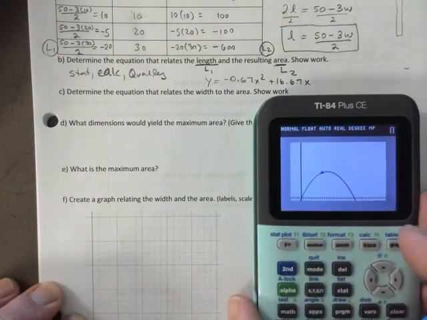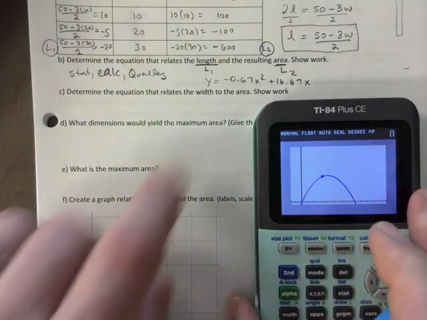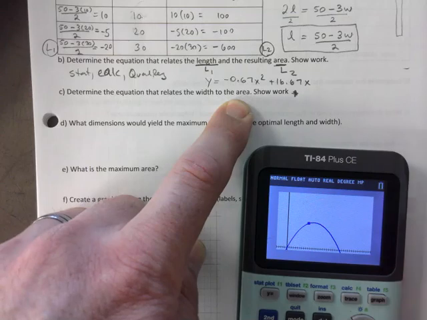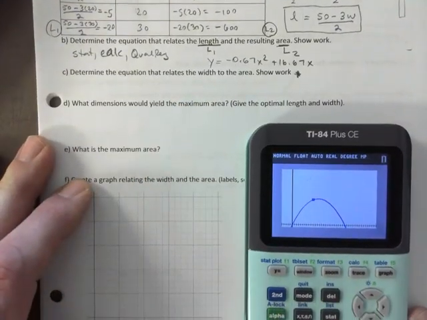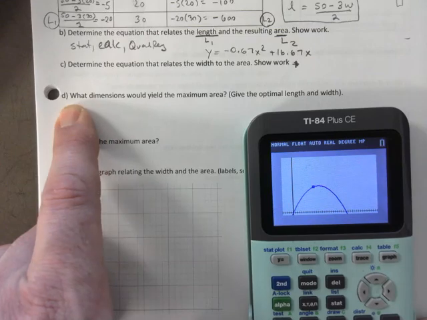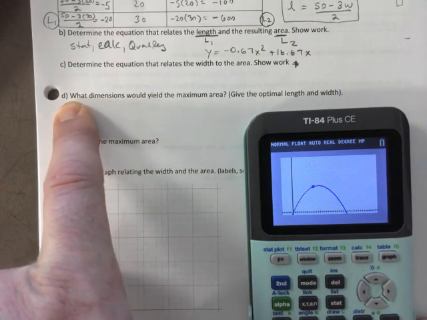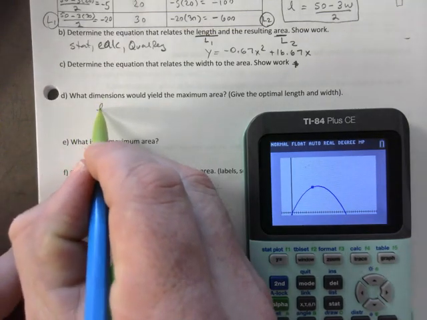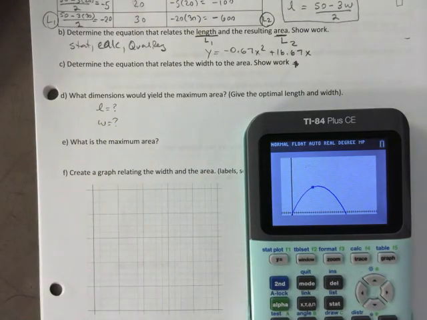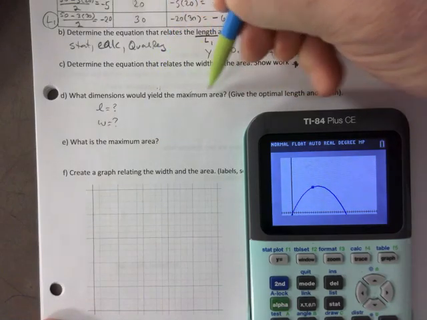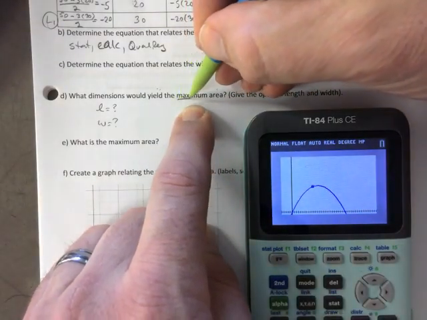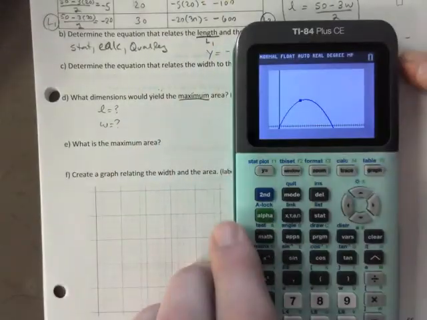Okay. It says, determine the equation that relates the width to the area. We're going to pause this a little bit, put a star on it. We're not going to do this just yet. We're going to stick with this one. D, that's where I want you to focus. This is what most of these questions revolve around. This one right here. What dimensions? It's asking, hey, what length and what width? Those are the dimensions in this case. Would give the maximum area. Okay. So when you think of maximum, what are you thinking of? The vertex, right? Let's go find it.